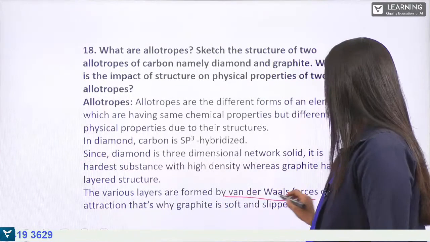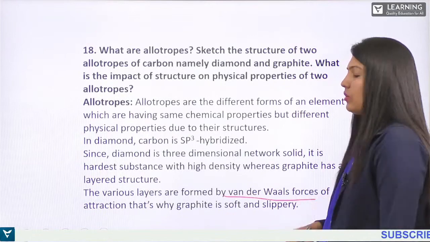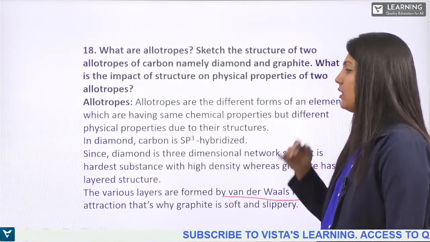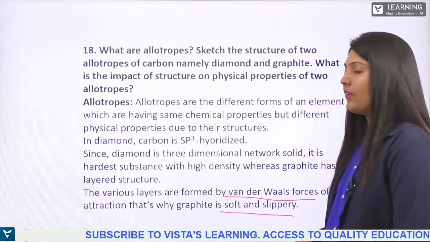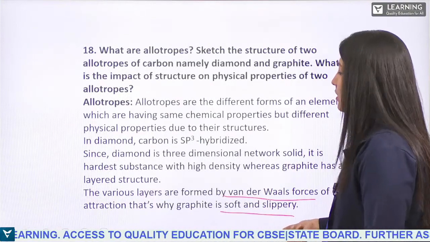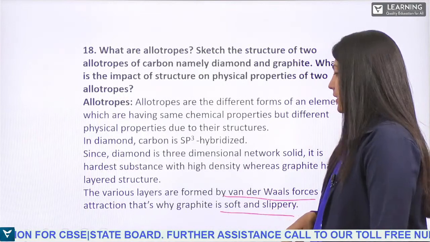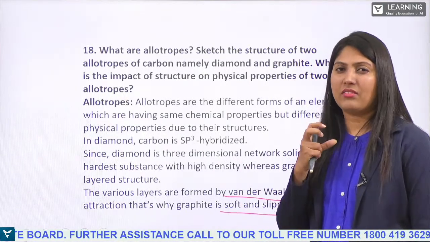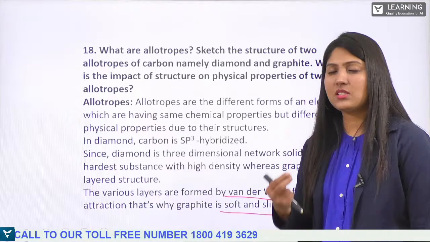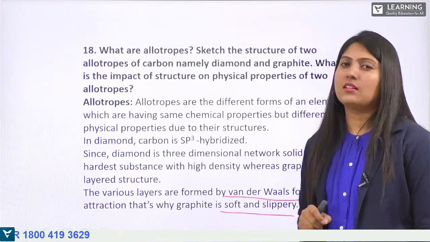So that is the weakest force of attraction present, which we call van der Waals force of attraction, present in between the layers of graphite, and that makes graphite very soft and slippery. Graphite can be used as a lubricant because of this slippery property. It is not a hard or rigid substance, and the layers can easily be removed by adding very little force.